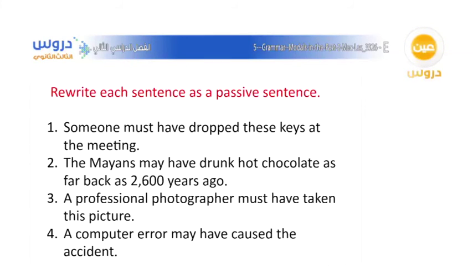Rewrite each sentence as a passive sentence. Number 1. Someone must have dropped these keys at the meeting. Remember, when you rewrite as passive, you begin the sentence with the object. Before you rewrite the sentence, can you spot the object here? The keys. That's excellent. The keys is the object. So you will begin this sentence by talking about the keys. You put the keys first.